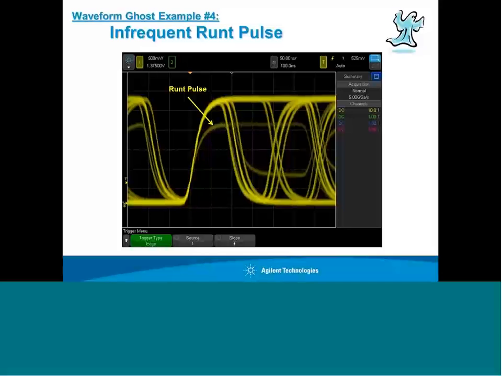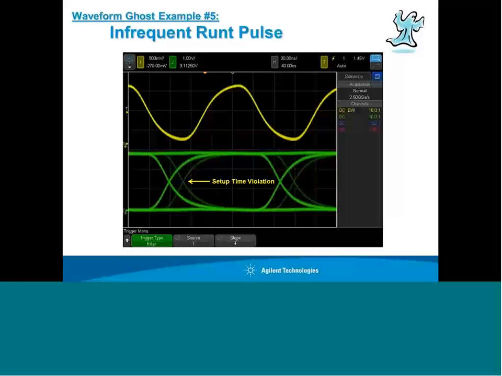This is another example. This is a runt pulse. To define what a runt pulse is, a digital pulse stream has a normal high level and a normal logic low level, but occasionally a pulse may never rise to its full output high level or output low level. In this case, we can see both high level runts as well as low level runts.